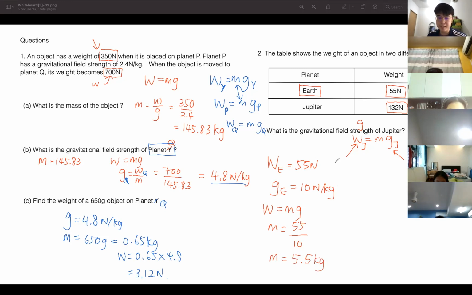Now I get the mass, then I use Jupiter. W Jupiter, mass Jupiter. To find the g, W Jupiter divided by the mass. 132 divided by 5.5. 24 Newton/kg.